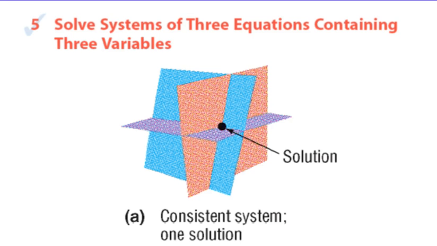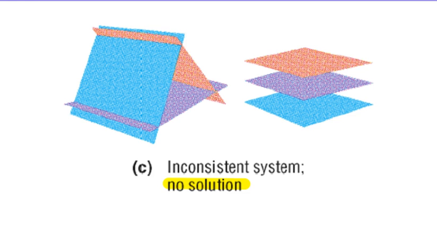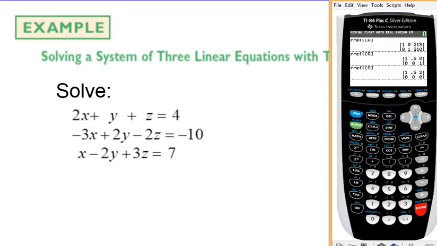If you have systems of 3 variables, sometimes there's one solution. Sometimes there's infinitely many solutions because the planes could all cross at the same line, and it is possible to have no solutions if all the planes are parallel. So we do the exact same thing.